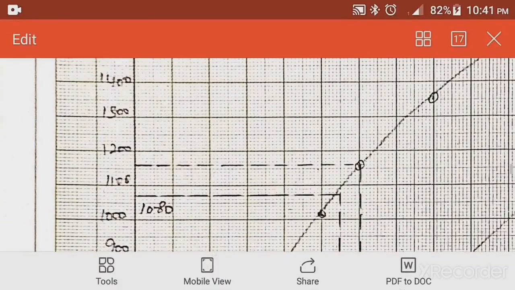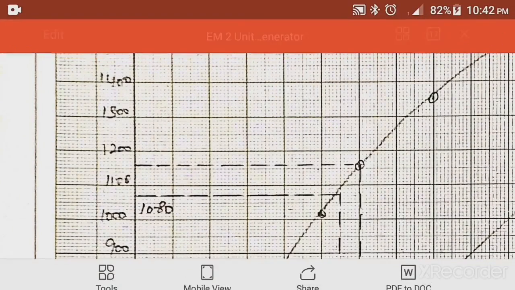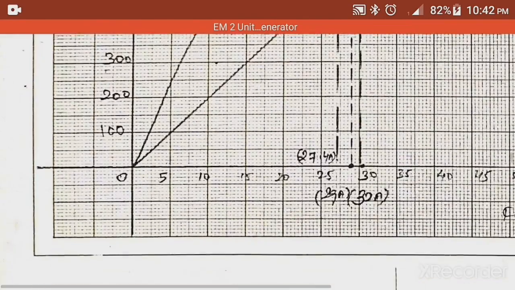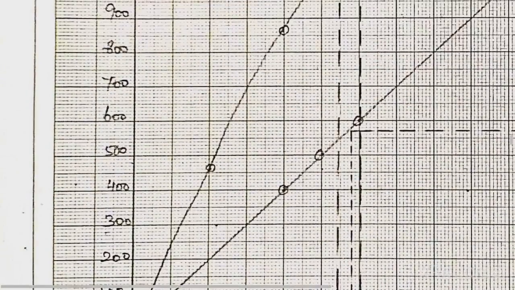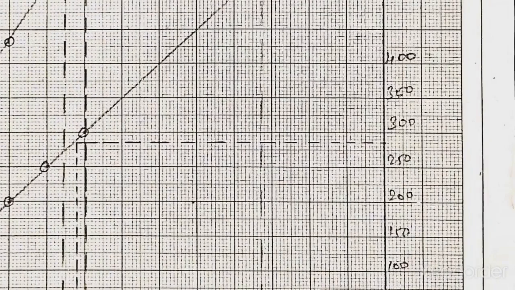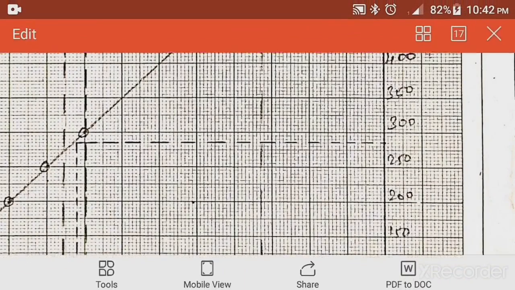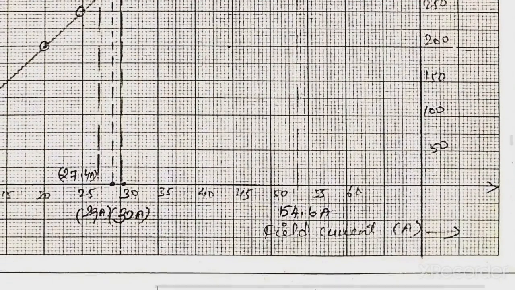In the IF, 1200 will hit the OCC curve. It has 32 amps. Then 288.7 will hit the ISC current. So the SCC characteristic has the value of 29 amps. First we find the value of E naught corresponding IF, then the ISC corresponding IF.